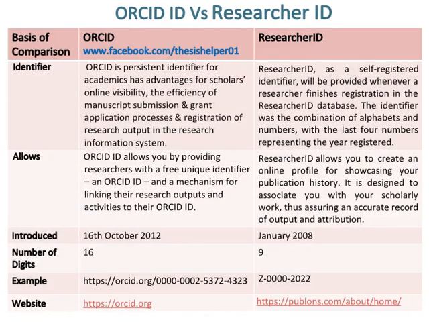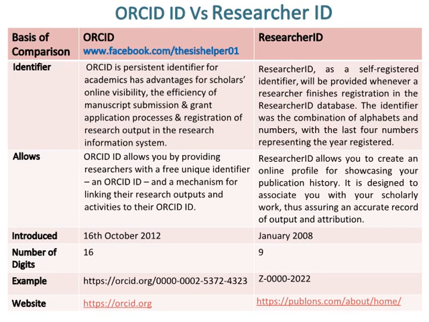ORCID is a persistent identifier for academics, and has advantages for scholars' online visibility, the efficiency of manuscript submission and grant application processes, and registration of research output in the Research Information System. Whereas Researcher ID, as a self-registered identifier, will be provided whenever a researcher finishes registration in the Researcher ID database. The identifier is a combination of alphabets and numbers, with the last four numbers representing the year registered.